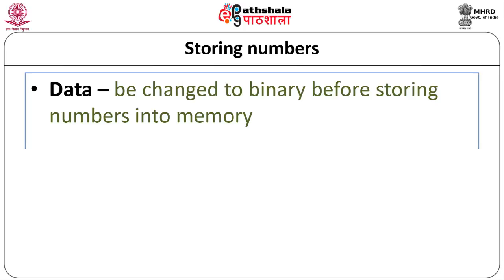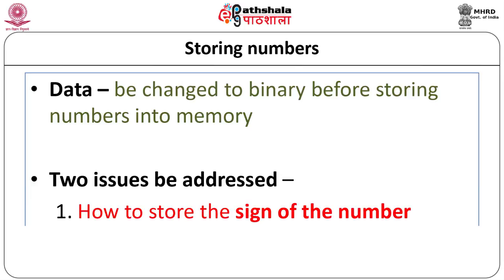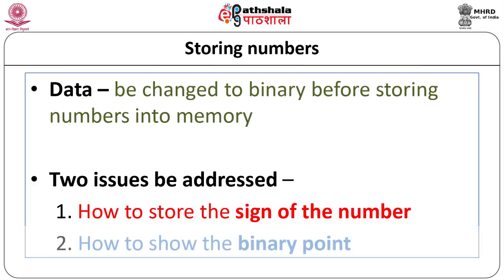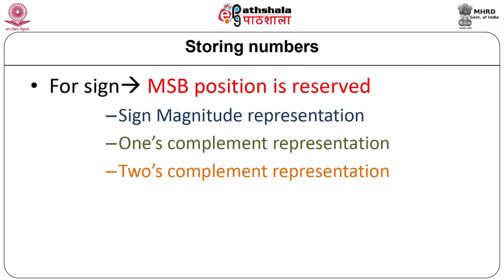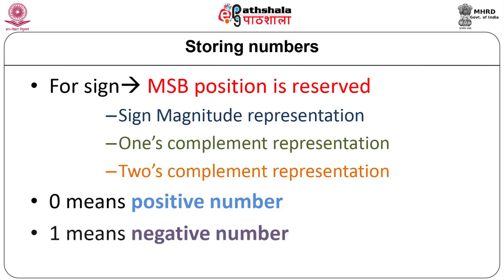However, there are still two issues that need to be handled: first, how to store the sign of the number, and second, how to show the binary point. For storing the sign of the binary number, one bit is reserved at the MSB position, depending on whether it is sign magnitude representation, 1's complement representation or 2's complement representation. If the bit value is 0, the number is positive, and 1 means a negative number.